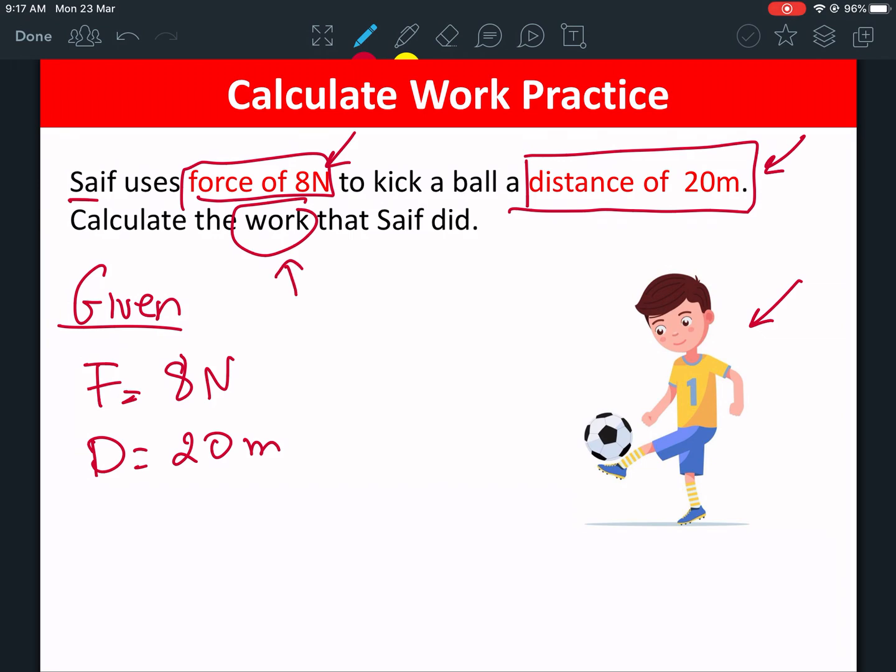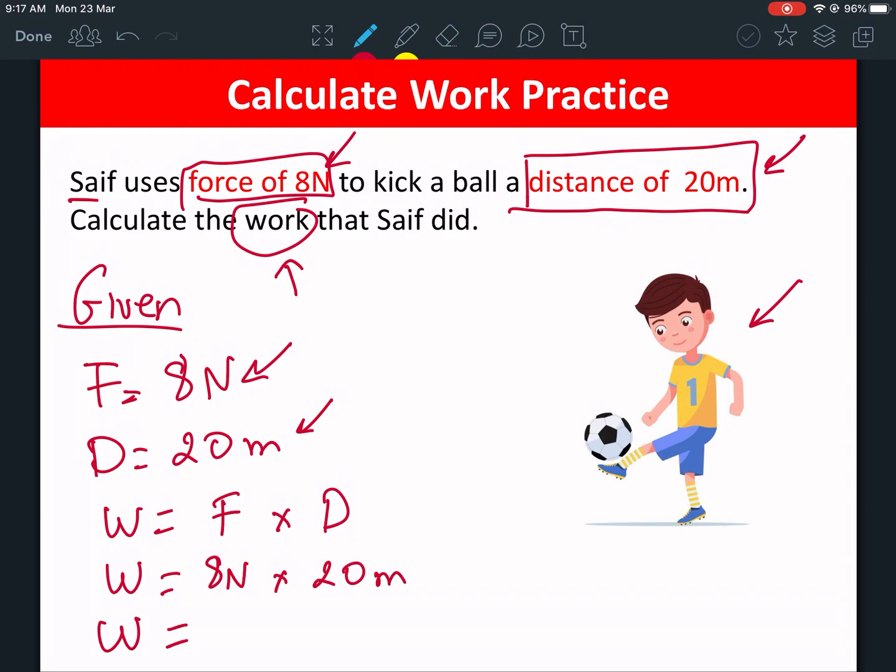Okay. Now, they asked me to calculate work. Work equals force times distance. So work equals, how much is the force? 8 Newton. This is the force. Times, how much is the distance? 20 meter. So work equals 8 times 20. That means it's equal to 160. What's the unit of measurement of work? Joules. J. That is correct. So when they ask me to calculate the work that Saif did, the work is equal to 160 joules.